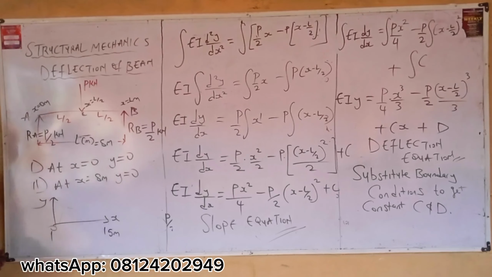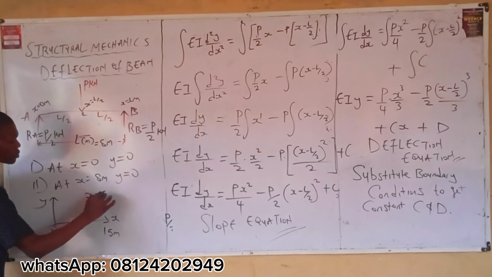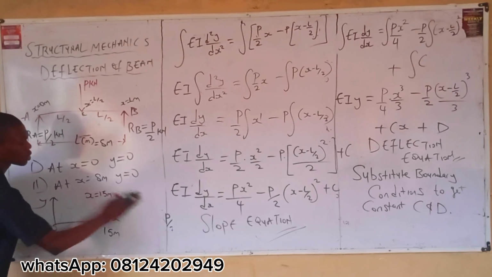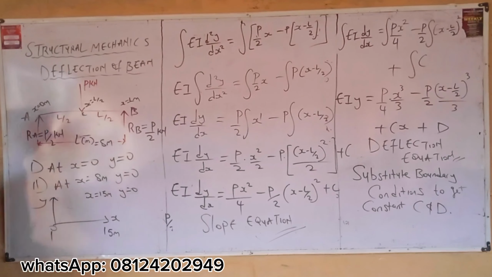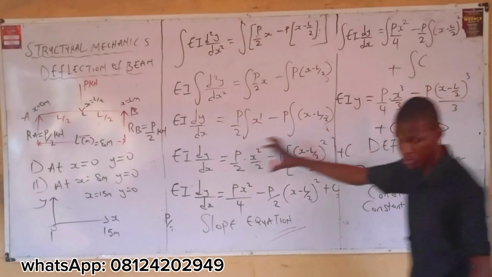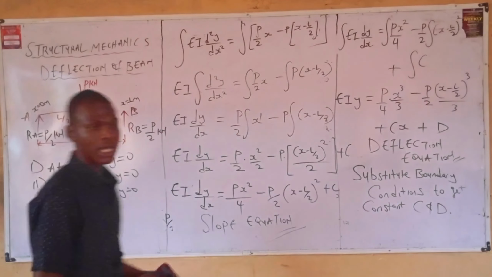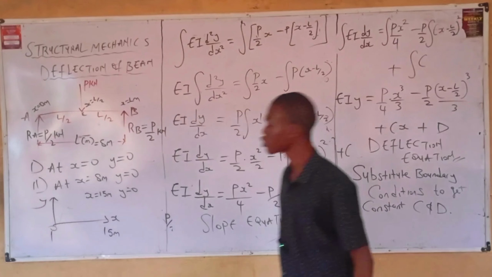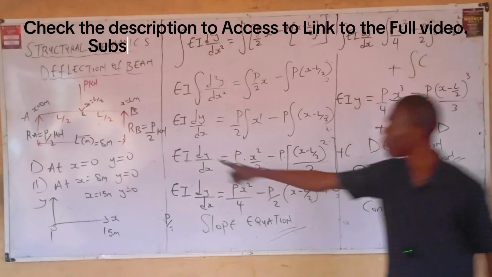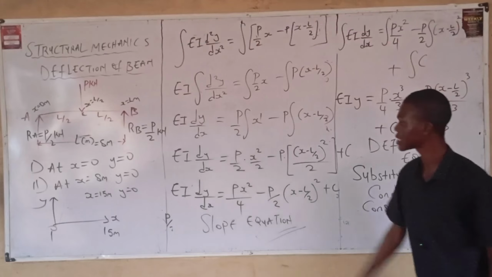So if from here your total length of x is 15 meter, your second boundary condition will be: at x equals 15 meter, y equals 0. Only for a simply supported beam. For a cantilever beam, the idea is different when we get there. Let's continue. Let's substitute the boundary condition. We are substituting the boundary condition into your what? Deflection.